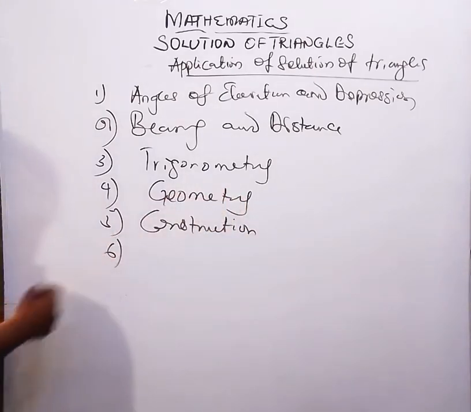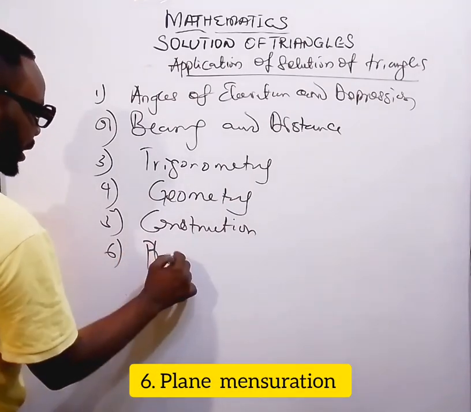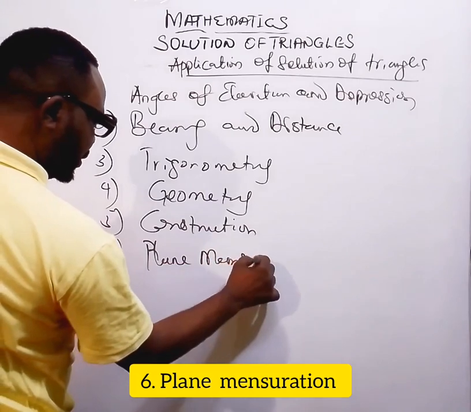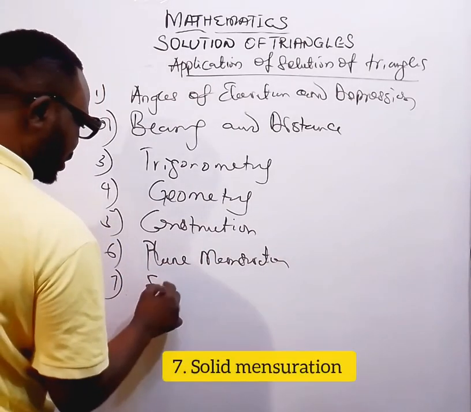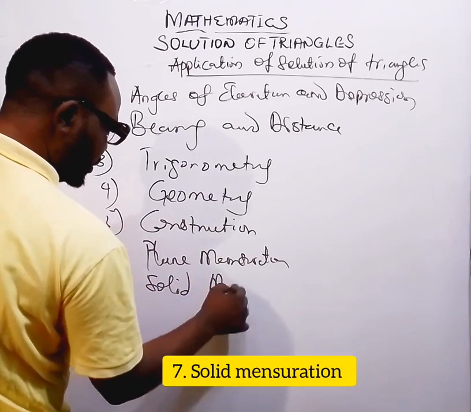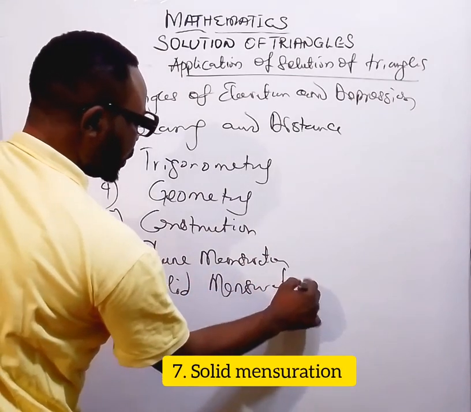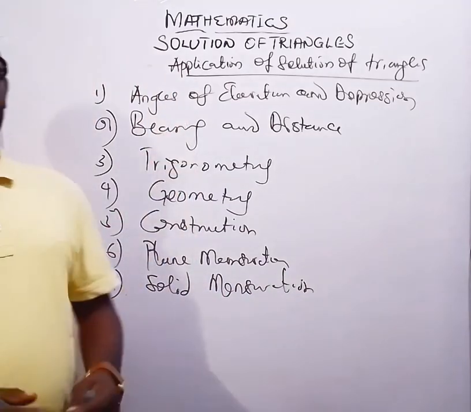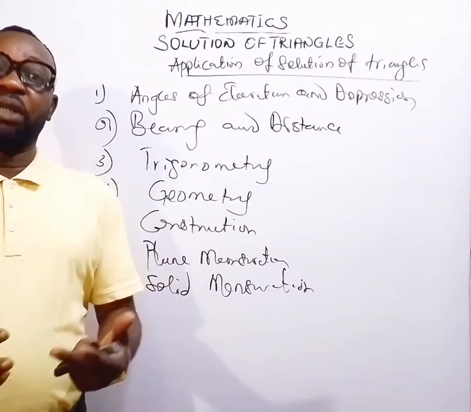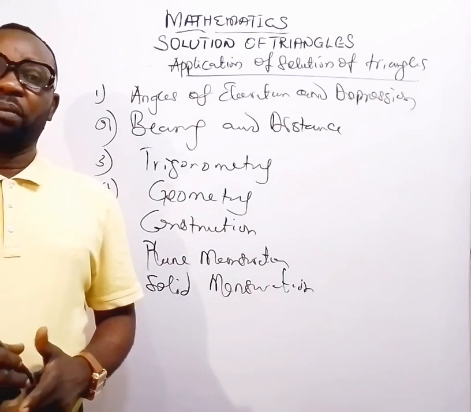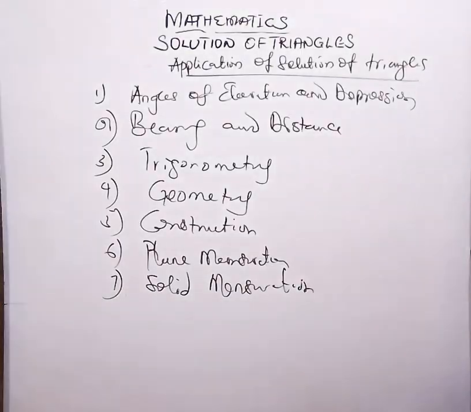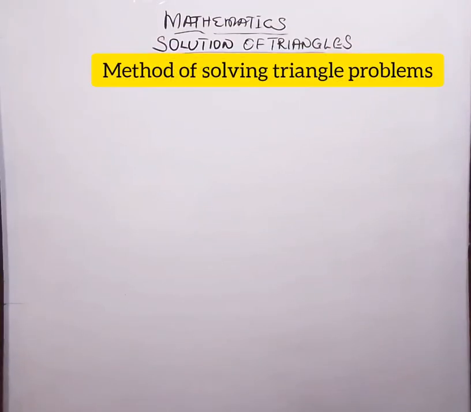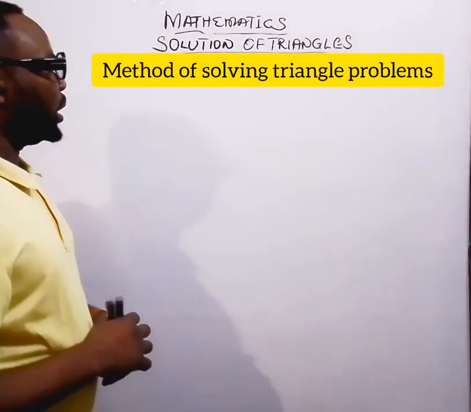Number six, we have another we call the plane mensuration. Under plane mensuration, and we also have the one we call the solid mensuration. Among the topics where you are going to see a triangle problem coming into play, let's now look at the method of solving triangle problem. That is the next topic. Method of solving triangles problem.